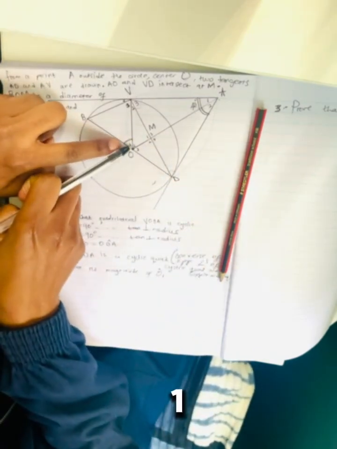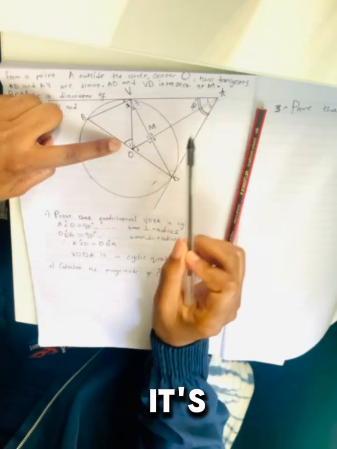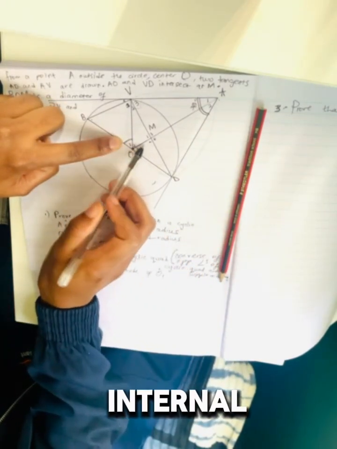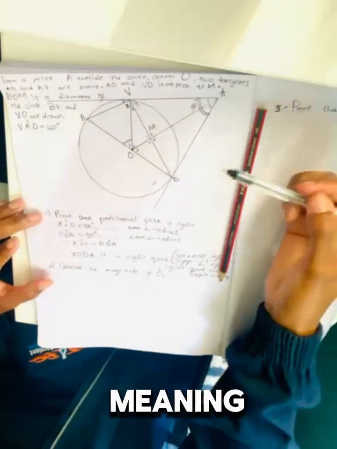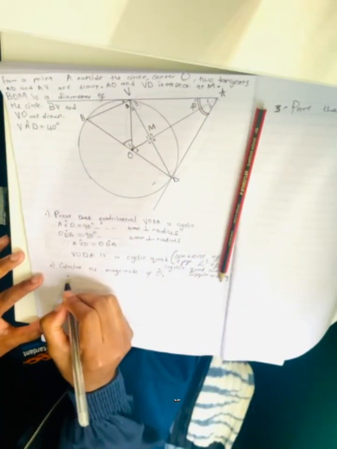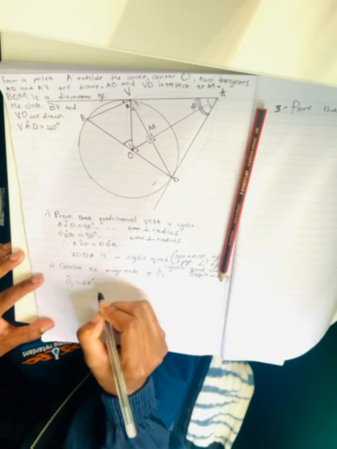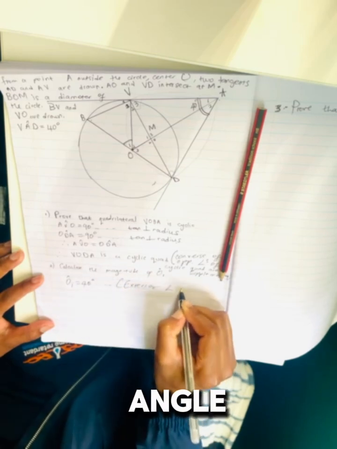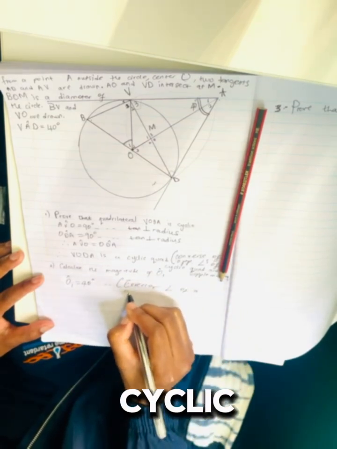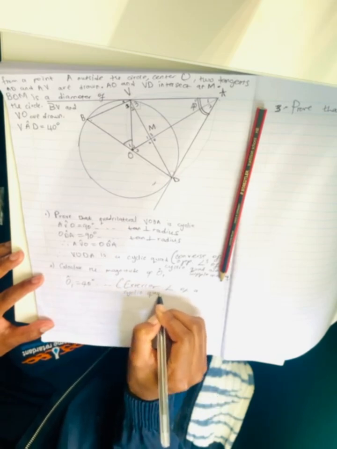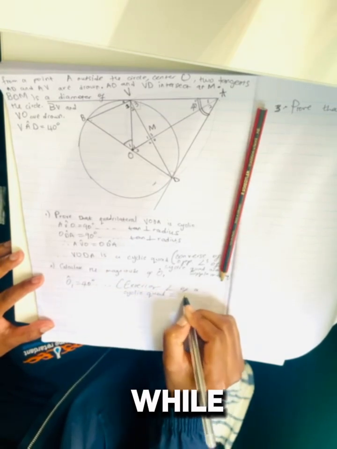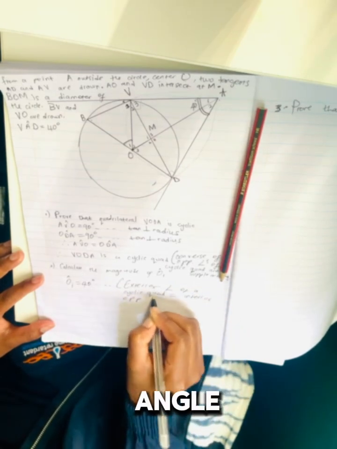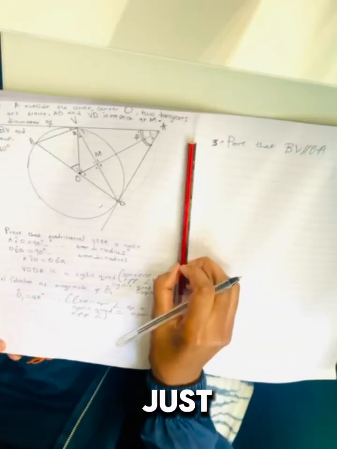Since VODA is a cyclic quad, this angle here is equal to the interior opposite angle. So angle O1 must be equal to 40 degrees. The reason is that an exterior angle of a cyclic quad is equal to the interior opposite angle. I hope it's clear.